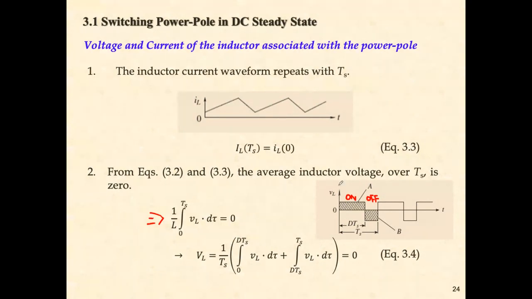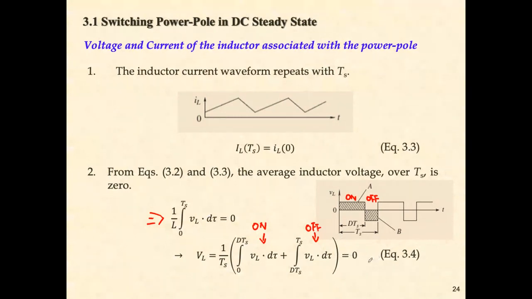On is from 0 to DTs, where D is the duty ratio times the switching interval. So here is the on interval. The second interval is from DTs to Ts. So here is the off interval. This term can be expanded like this, and then it is equal to 0.